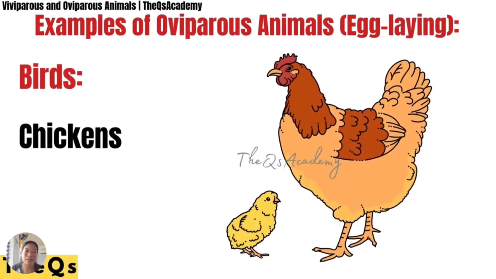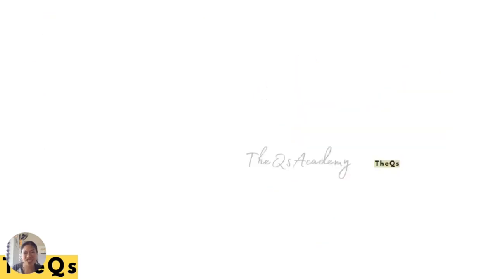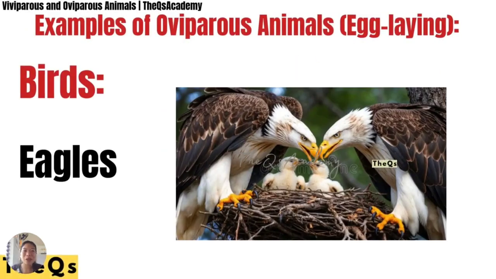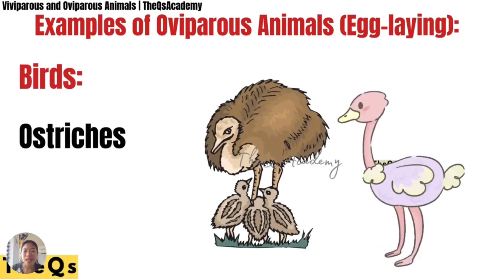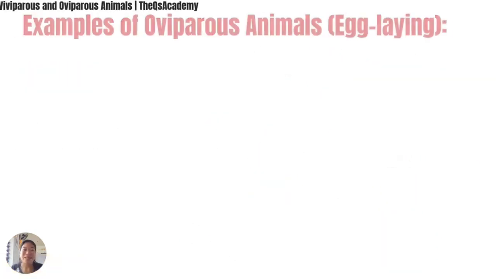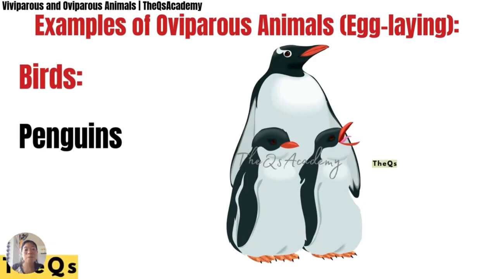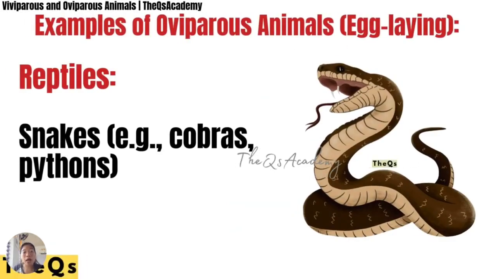So we have examples of oviparous animals. Birds, of course, like chicken. Yes, chicken. We have also eagles, ostriches, and parrots. They lay eggs, and penguins, and reptiles. We have snakes, cobras, and pythons.